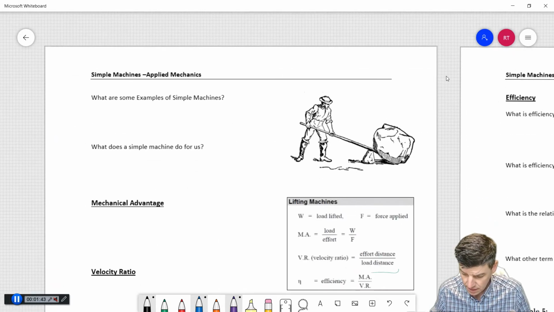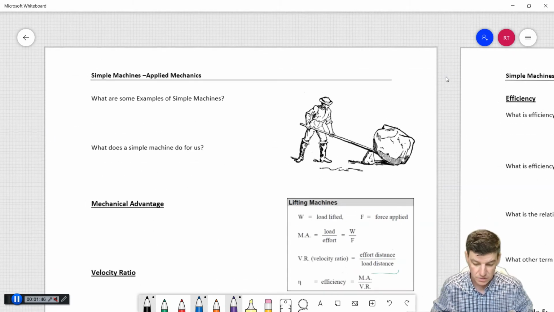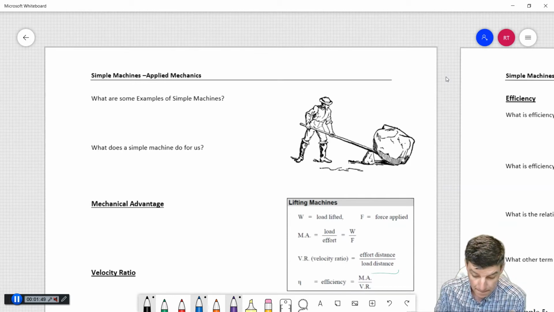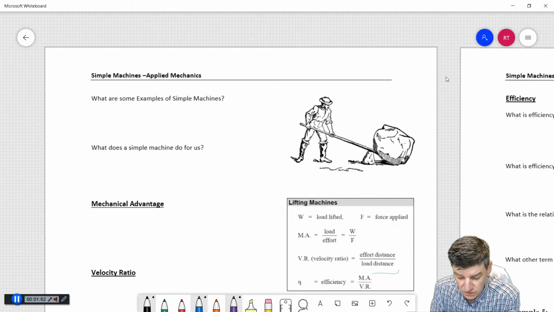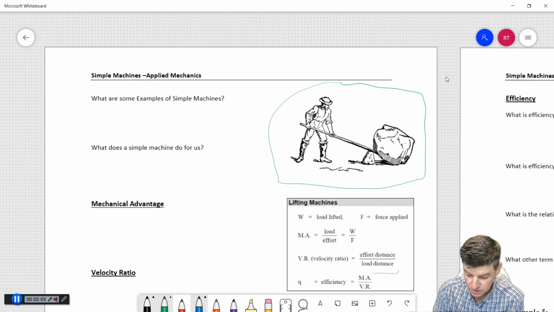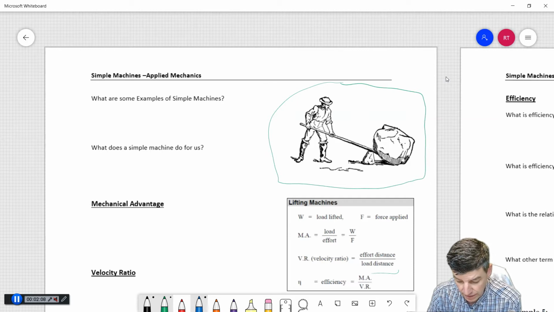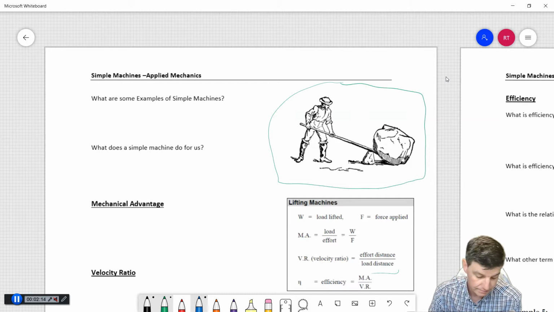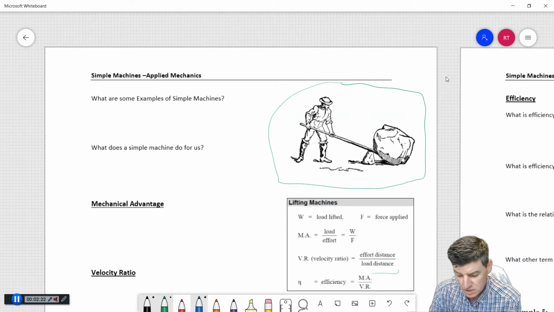Okay, so as I said, if you need the exercise sheet, you could download it off of Blackboard. So simple machines, we have a number of simple machines that exist. For instance, over here we've got a person using a lever to try and move a heavy load. And so we have lots of different simple machines. A lever would be a classic simple machine. A screw or an inclined plane, a pulley.